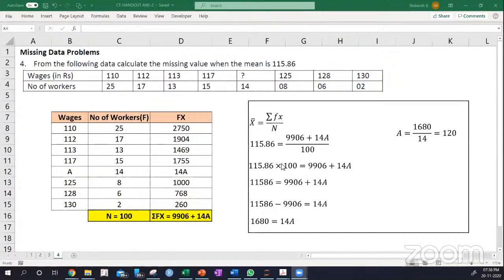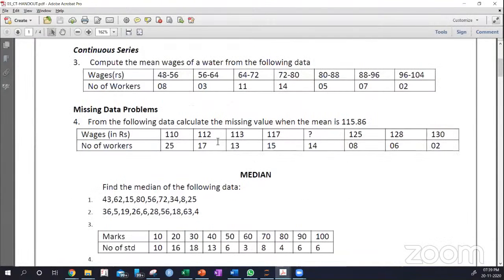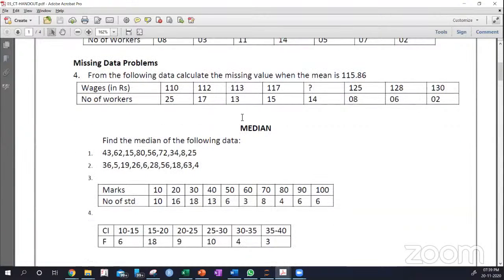Done? All done this problem? Yes, sir. So with this, we have completed the basic problems of mean. As you can see here, these are the basic problems of mean. So you have completed this problem now. So now let's get into median.